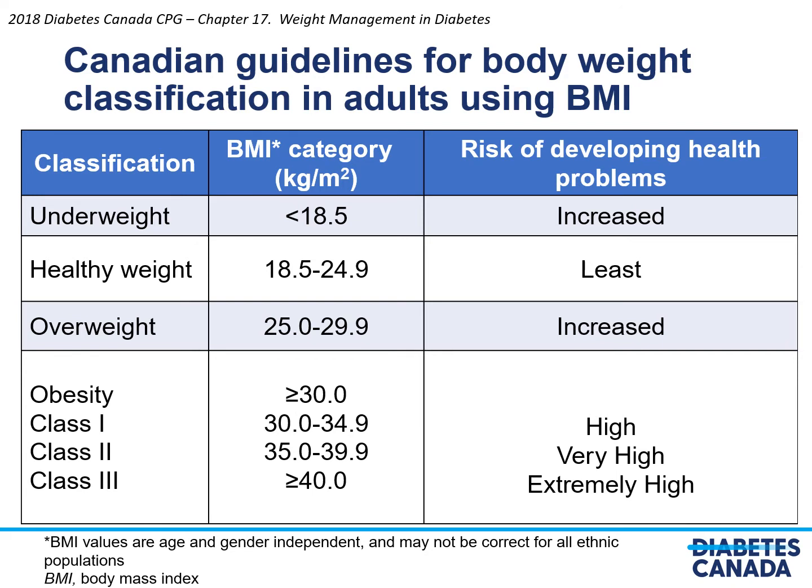Increasing risk develops with BMIs above 25, as we see in the overweight category, a BMI between 25 and 30. Obesity is defined as a BMI greater than 30. Class 1 obesity is a BMI between 30 to 35. The risk is now high. In Class 2, a BMI between 35 and 40, the risk is very high. And as we move into Class 3, a BMI greater than 40, the risk is extremely high.